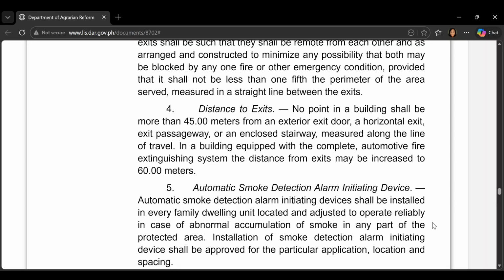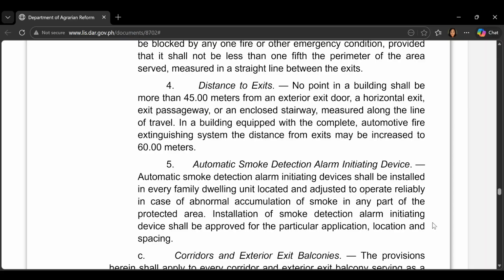5. Automatic smoke detection alarm initiating device. Automatic smoke detection alarm initiating devices shall be installed in every family dwelling unit, located and adjusted to operate reliably in case of abnormal accumulation of smoke in any part of the protected area. Installation of smoke detection alarm initiating devices shall be approved for the particular application, location, and spacing.